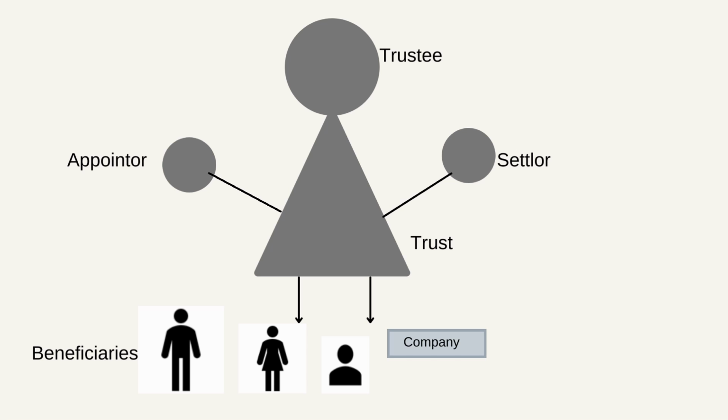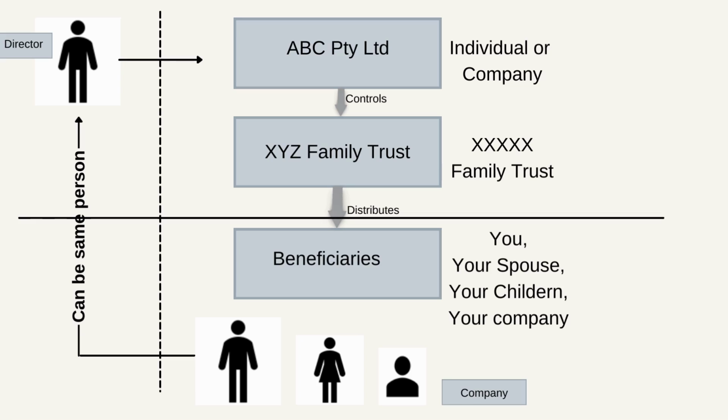Beneficiaries get the benefit out of this trust, whether it's an income from the trust or a profit from the trust. Just like the human body cannot exist without the head, a trust cannot function without the trustee. As you can see, the director of the company is you and you are also the beneficiary. Trustee controls the trust and the trust distributes profits to its beneficiaries. It is solely the trustee's discretion on who gets how much distribution, which is why it is called a discretionary trust. Beneficiaries have no say on who gets how much distribution.